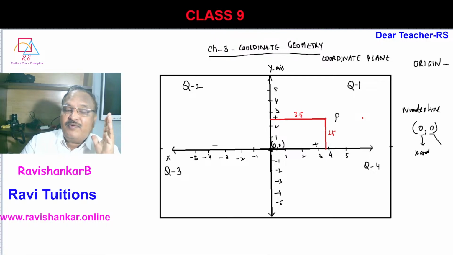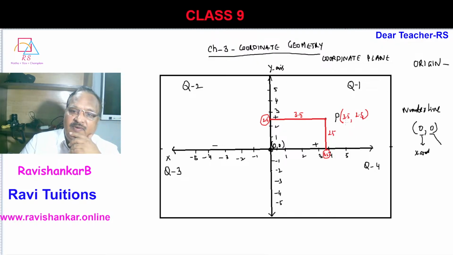That means from the y-axis it is 3.5 units, and from the x-axis it is 2.5 units. So this is 3.5, I'll write here, and this is 2.5, I'll write here. So this 2.5 distance on the y-axis, this 3.5 distance on the x-axis. Please remember. So the x coordinate will become 3.5 and the y coordinate is becoming 2.5. You have to understand clearly.